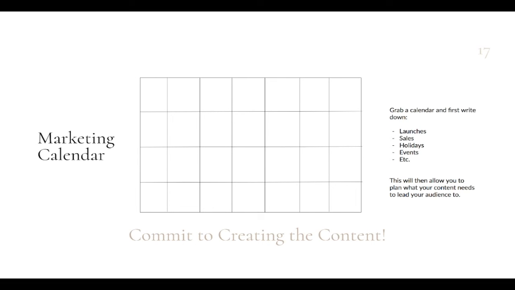So what I want you to do is grab a calendar, and on that calendar, you can start with 1 month if you'd like. For the month of August, write down your launches, your sales, holidays, events, any big thing that you have coming up, because all of your content should be pointing people to that. If you're having an end of summer sale at the end of August, you should spend the last 2 weeks of August getting people excited and ready and anxious for that to start so that you have your people ready to go.